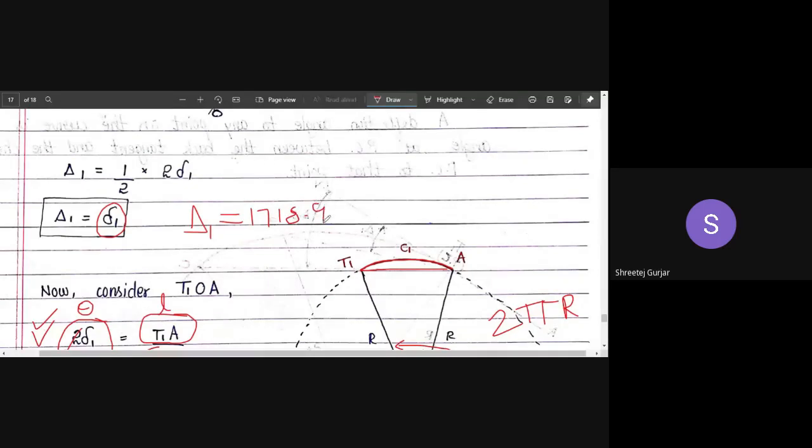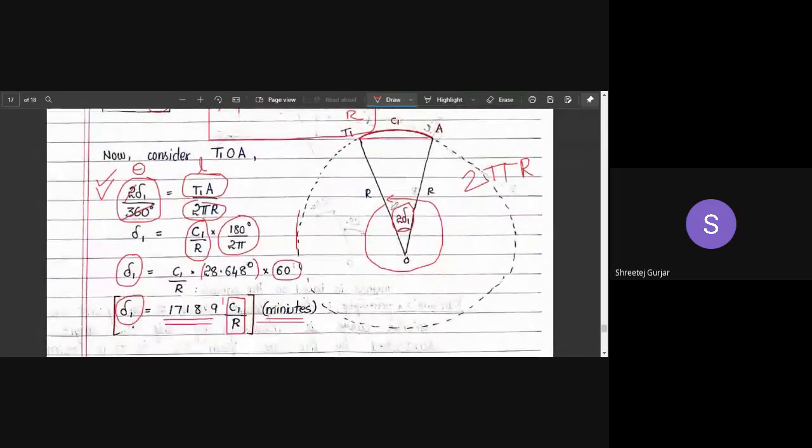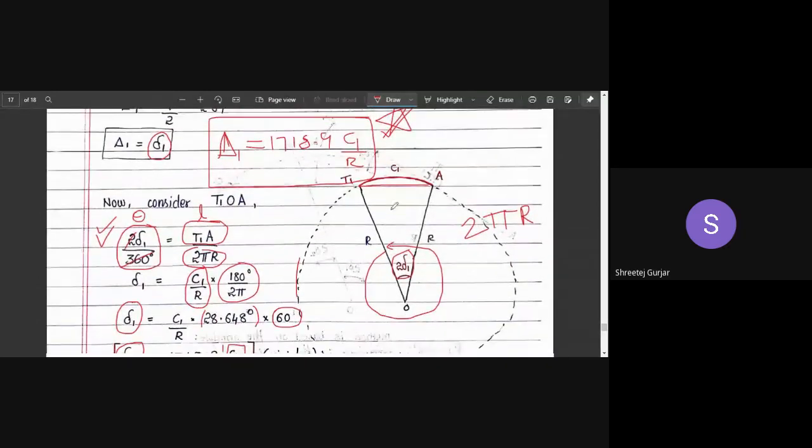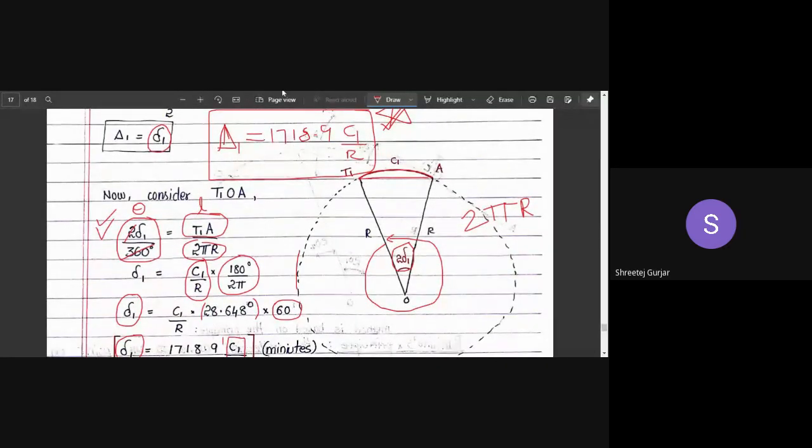1718.9 into C1 by r. So this is what we have to use for calculation of the first deflection angle. Very important. So is the first deflection angle calculation clear? Can you let me know if this is clear? Yes, is it clear, guys?